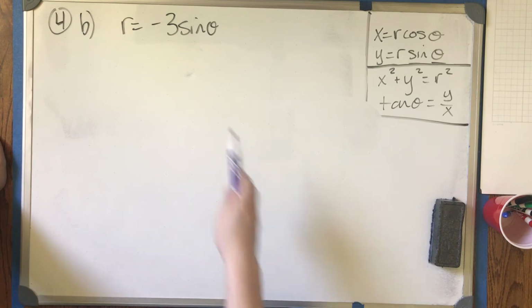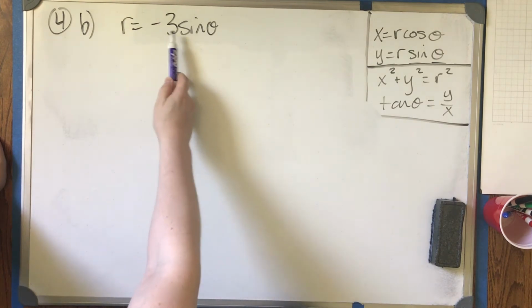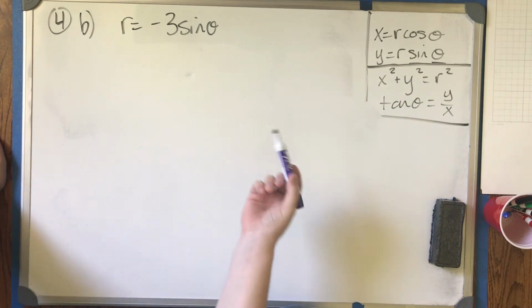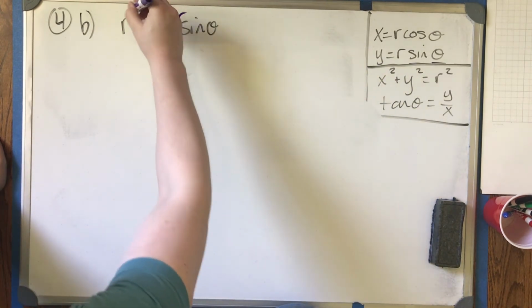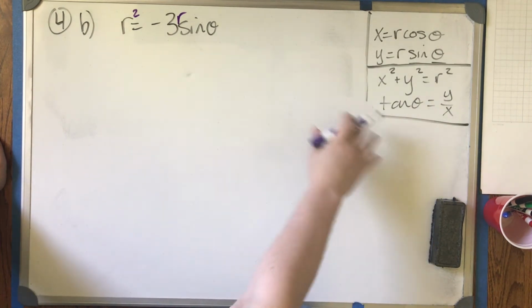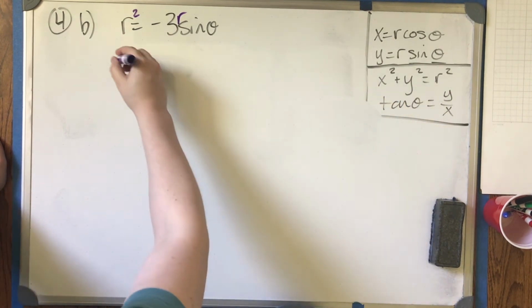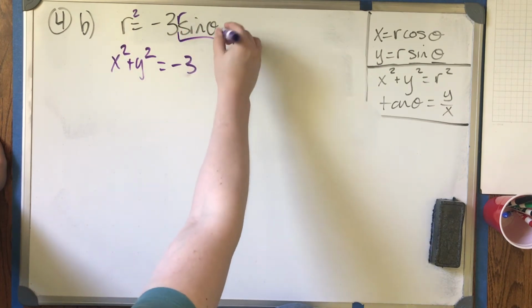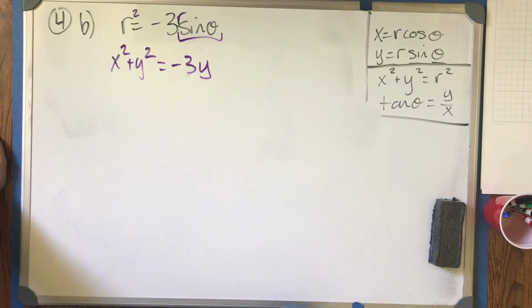For b, we have r equals negative 3 sine theta. It'd be really nice if I had an r sine right here, so what I'm going to do is just multiply both sides by r. So over here I'll have r squared, and here I'll have my r sine. And then I now have things I can use. So r squared is really x squared plus y squared. And then over here I have negative 3, and then this r sine is now a y value.